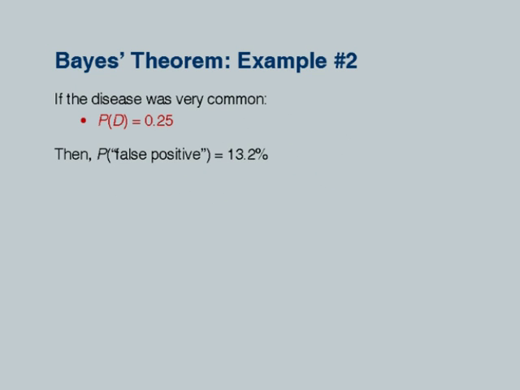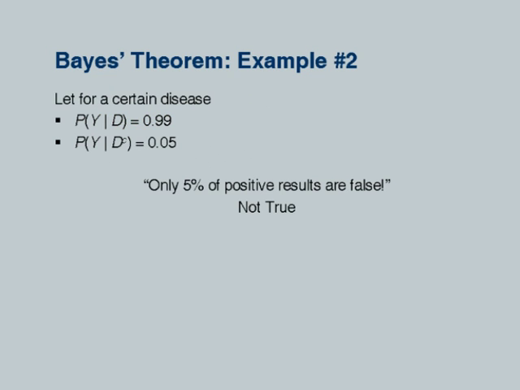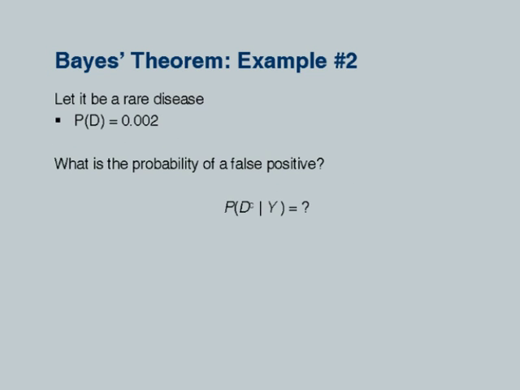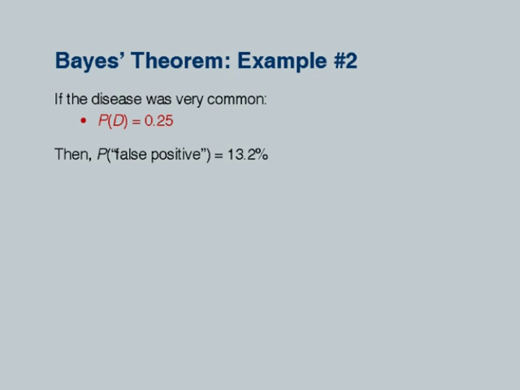Okay. Let us say the disease was very common. 25% of people generally have that disease. Okay. If you do the same computation, now you are changing P D to 0.25 and not changing anything else. So, P Y given D and P Y given D C remain the same. You still might say on the basic notion that 5% of the positive results are false. Instead of having P D equal to 0.002, now we say that P D is 25%. Okay. If you do the same calculation, then the probability of having a false positive goes down to 13.2%.